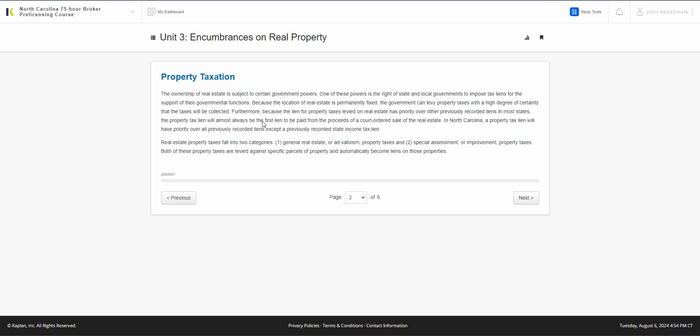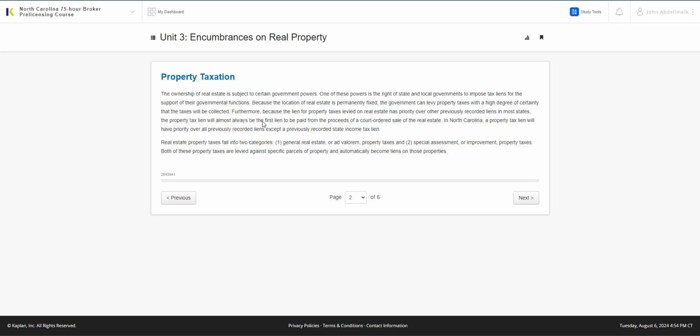We are actually looking at purchasing a court ordered sale soon with an upset bid period. And I can assure you that because property taxes are rolling out for the county that we're in, a property tax lien will take priority at the end of the sale.